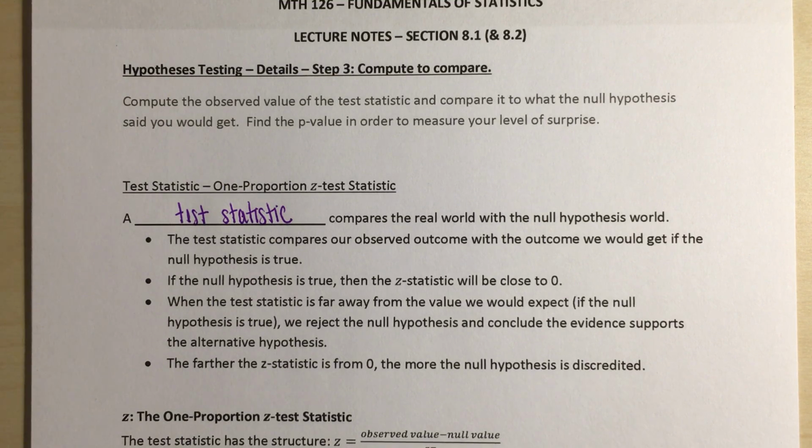If the null hypothesis is true, the z-statistic will be close to 0. When our test statistic, our z-statistic, is far away from the value that we would expect, we reject the null hypothesis and conclude the evidence supports the alternative hypothesis. The further our z-statistic is away from 0, the more the null hypothesis is discredited.